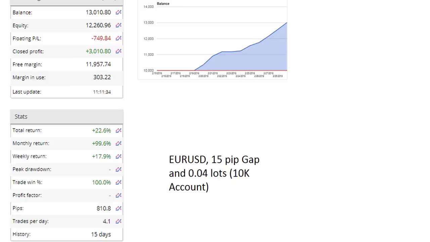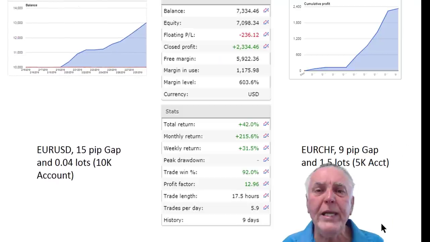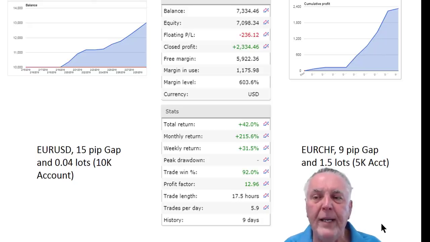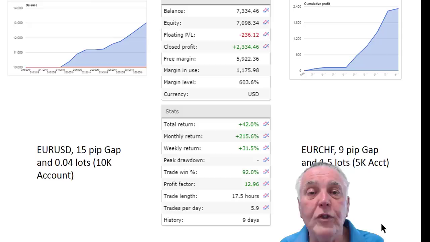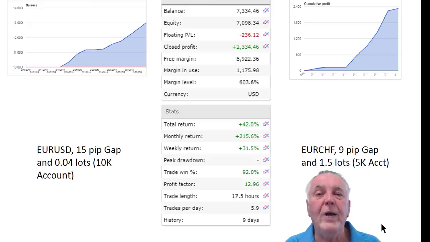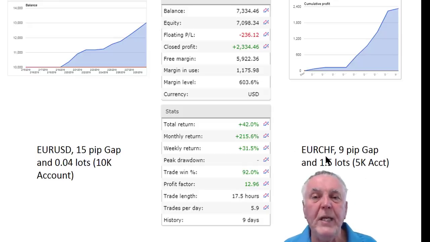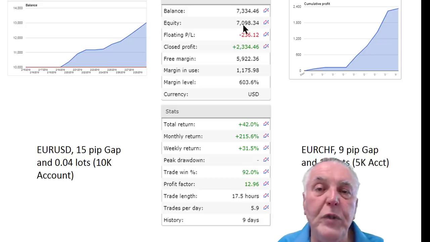So let's have a look at another one so that you can start getting a feel of the main settings that you should apply. Here's another example. This is the Euro franc. It's being traded on a 9 pip gap, which is a very, very small gap, and it's been traded at very high lots, 1.5 lots per trade on a 5k account. Now this is really quite aggressive, and you can see the results this account has achieved are also quite good, in that in a short period of 9 days trading, it has amassed a profit of over $2,000.